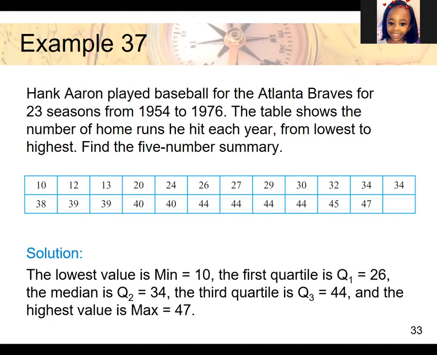So as you can see here, the lowest value is 10. So the minimum, or the min, is 10. That's the lowest value. Okay, now for the first quartile, the second quartile, and the third quartile, they used, of course, I is equal to P over 100 times N. They're finding the location.